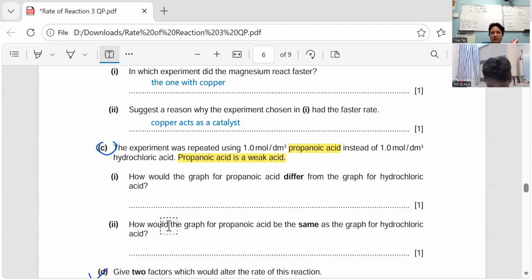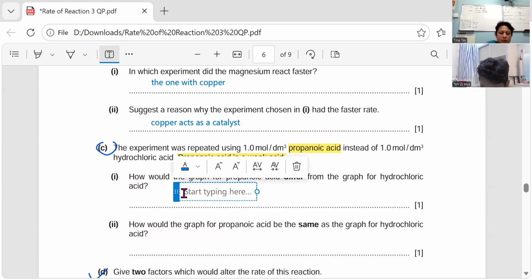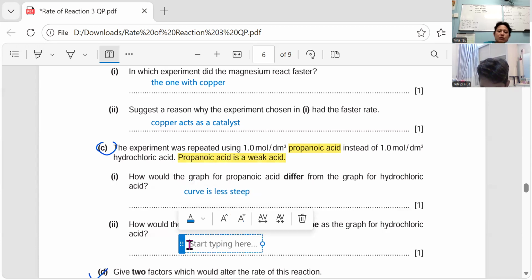How would the graph be the same? So the rate will be lower, so it's less steep. The curve is less steep. How would it be the same? Total volume of hydrogen is the same. Get it? Yeah.